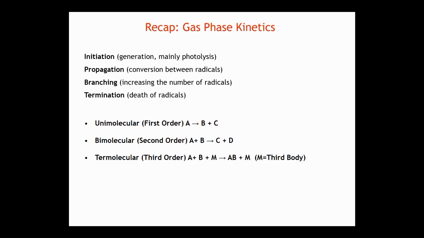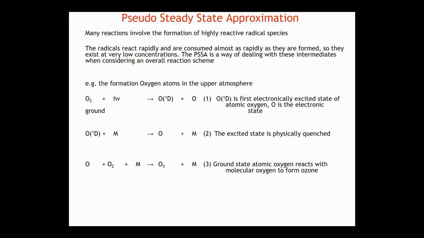Now, if that's all that went on, we'd end up with a big radical soup. The whole atmosphere would be full of this stuff, and it'd be massively reactive, and we couldn't live there. So the atmosphere gets rid of these radicals by a set of what are called termination reactions. Typically, these are a radical combined with another radical to give a stable product. We'll look at an example of that this week when we come to think about stratospheric chemistry.